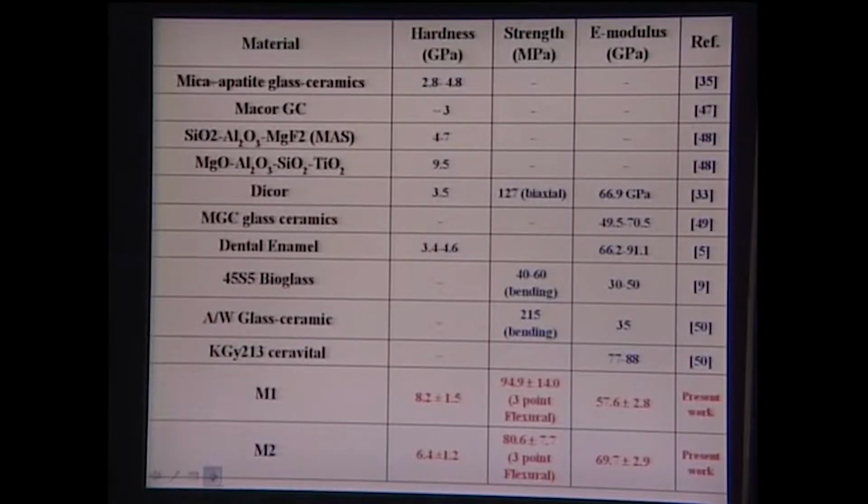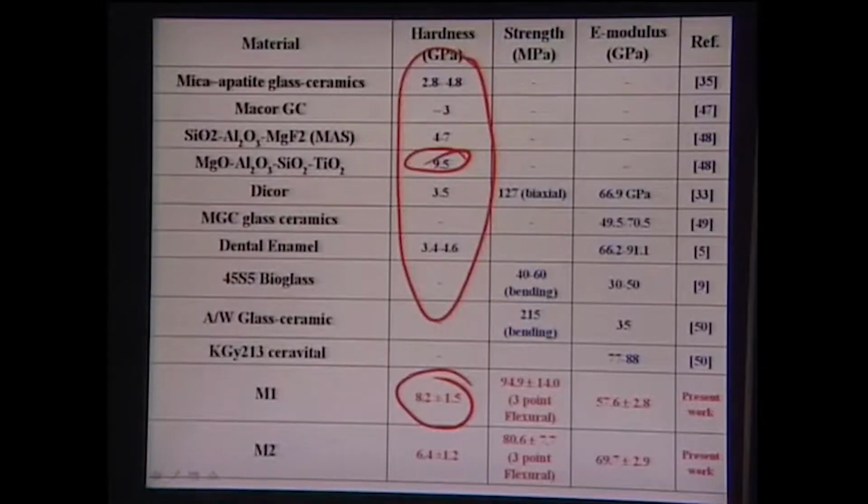Now, this is a summary of all the glass ceramic materials we investigated earlier. Mostly, with some exception like 9.5 gigapascal here, they have a hardness roughly around 4 to 5 gigapascal, or 4 to 6 gigapascal. In our case, we got 8.2 gigapascal in the M1 composition, which is quite a good value.